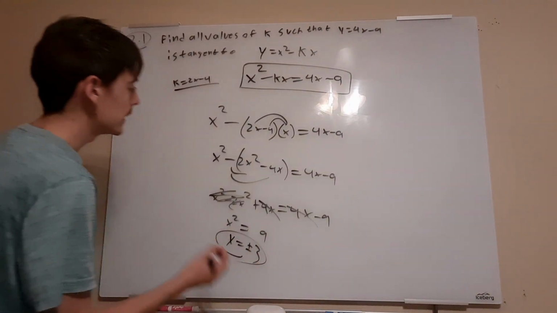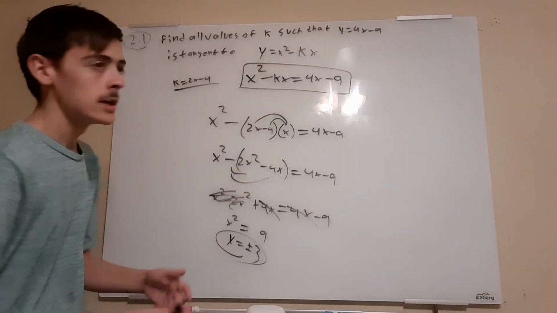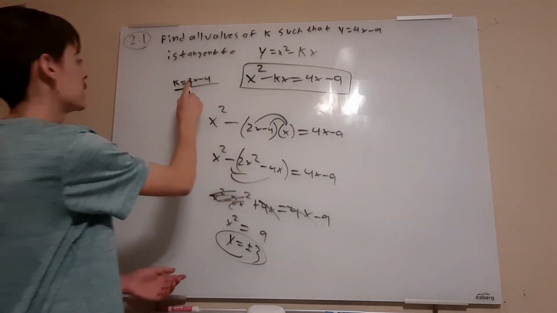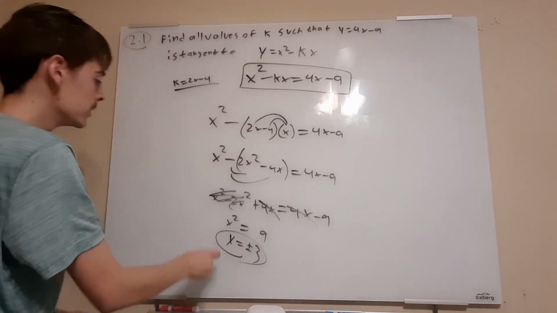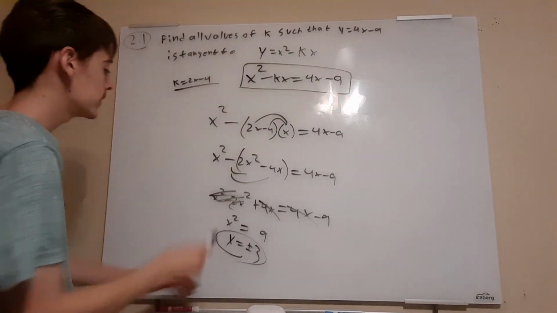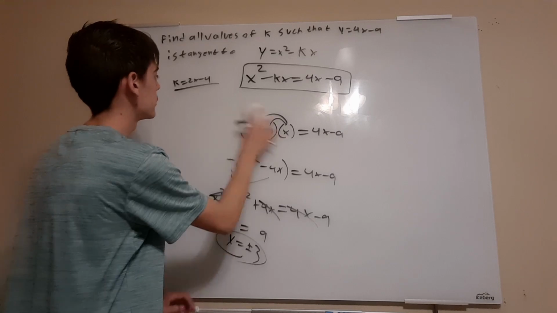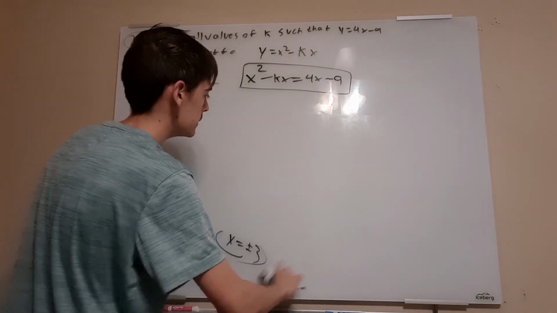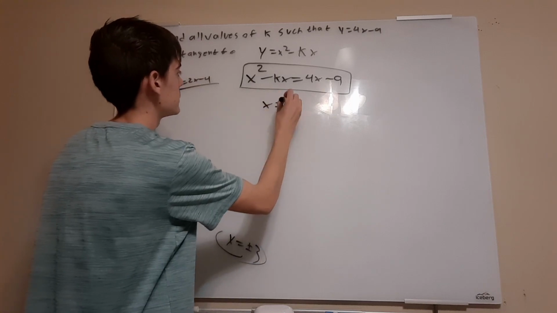So we have x values, but we're solving for k. So what we want to do is plug the x values into one of our equations. I think this one would actually be a lot easier to plug it into. So let's plug x equals plus or minus 3 into here, and then we can solve for k. It looks like we're going to have two values for k. So we have x equals plus or minus 3.